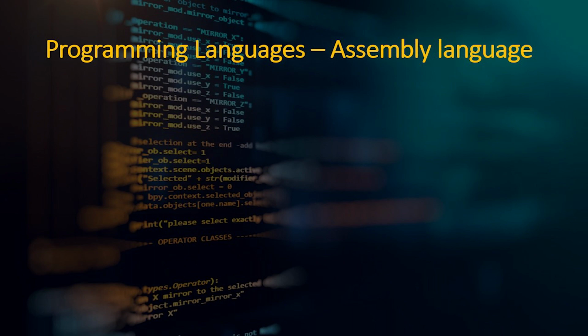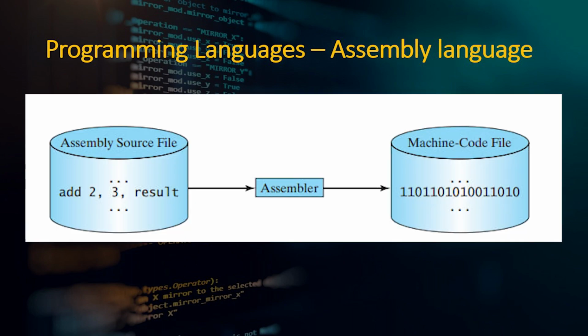To add numbers 2 and 3 and get the result, you might write an instruction in assembly code like this. Assembly languages were developed to make programming easier. However, because the computer cannot execute assembly language, another program called an assembler is used to translate assembly language programs into machine code, as shown in the following picture.